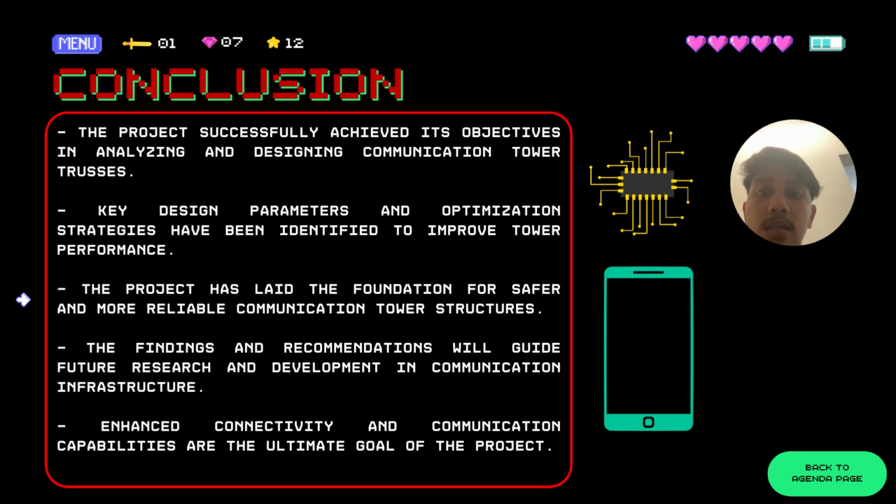And the last one is enhanced connectivity and communication capabilities, which are the ultimate goal of the project.